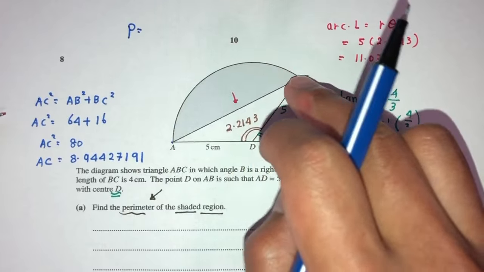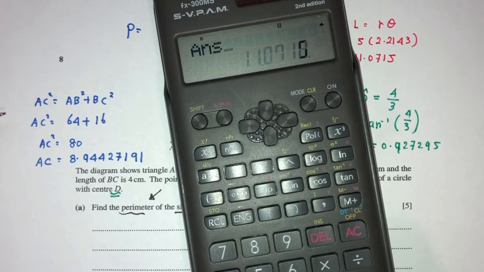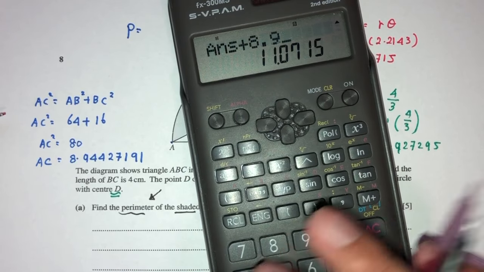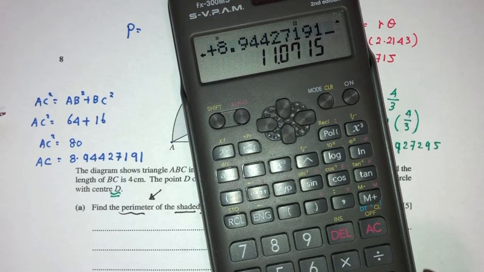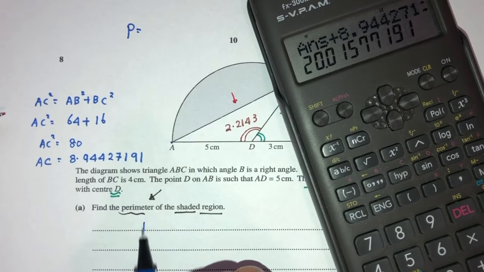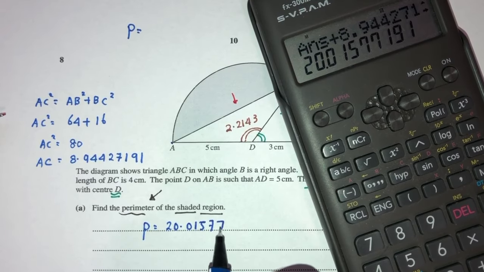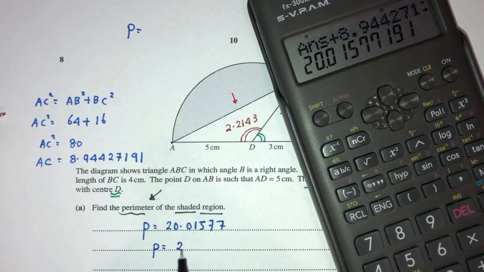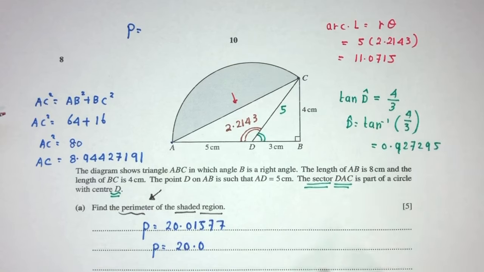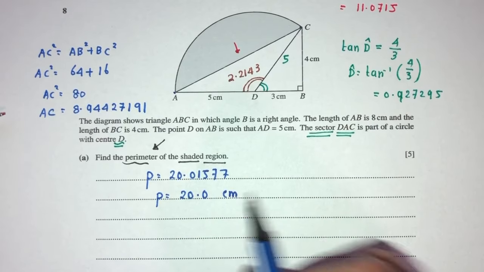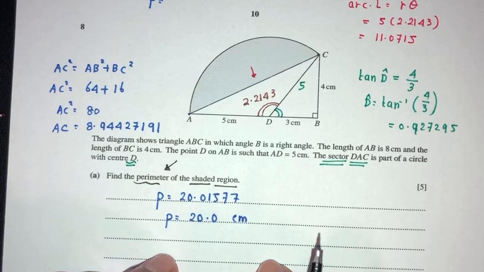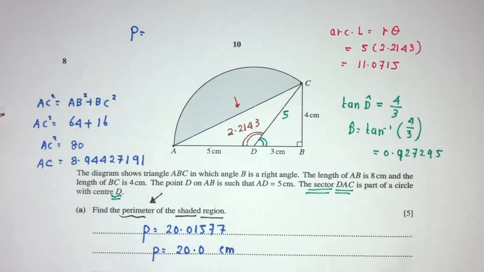So finally, the perimeter should be what? This length plus this one. So answer plus 8.9442719. That should be 20.01577. Therefore, correct to 3SF should be 20.0. This is your perimeter for the shaded region. That is part A of your question. Of course, show all this here in this space right here for your marks, right?